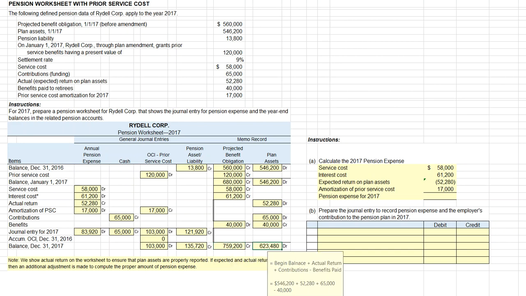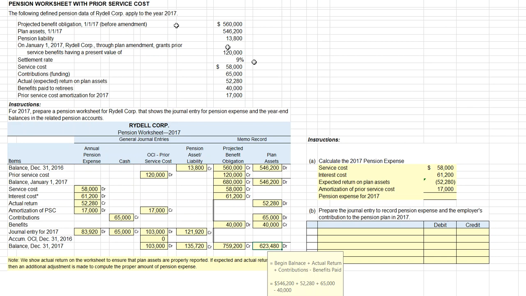Our plan assets will be the beginning balance of $546,200 plus our actual return of $52,280 plus our $65,000 contribution, and of course the pension assets are reduced by benefits paid during the period, which were $40,000. Let's now go ahead and take a look at our journal entry to record our pension expense.